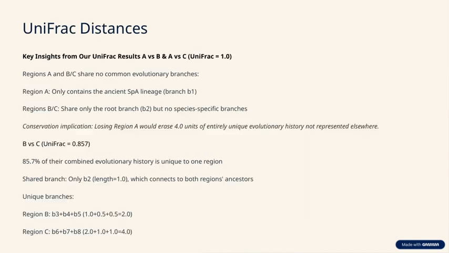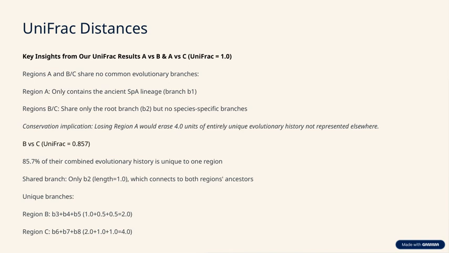Let's take a closer look at the UniFrac distances and what they tell us about the evolutionary relationships between these regions. Starting with the comparison between region A and regions B and C, we see a UniFrac value of 1. This indicates that these regions share no common evolutionary branches at all. In other words, region A contains only the ancient SBA lineage, represented by branch B1, while regions B and C only share the root branch, B2, but do not have any species-specific branches in common.